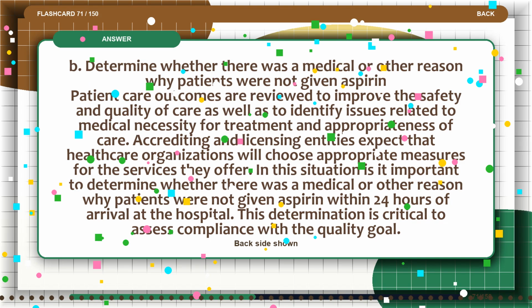The answer is B. Determine whether there was a medical or other reason why patients were not given aspirin. Patient care outcomes are reviewed to improve the safety and quality of care, as well as to identify issues related to medical necessity for treatment and appropriateness of care. Accrediting and licensing entities expect that healthcare organizations will choose appropriate measures for the services they offer. In this situation, it is important to determine whether there was a medical or other reason why patients were not given aspirin within 24 hours of arrival at the hospital. This determination is critical to assess compliance with the quality goal.